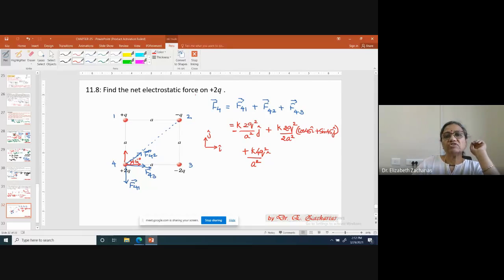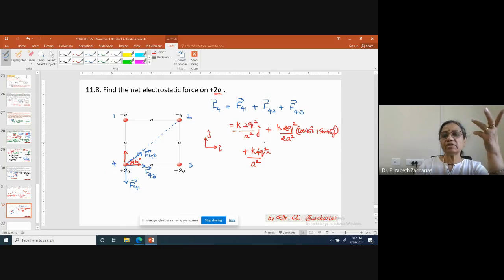Here you are asked, what is the net force on 2Q? So that is the charge on which your arrows should come. And then you have to look at each pair of charges and see whether the force is attractive or repulsive. And then draw your arrows.